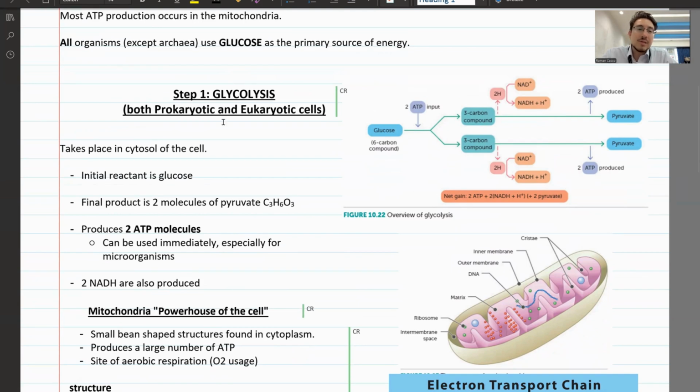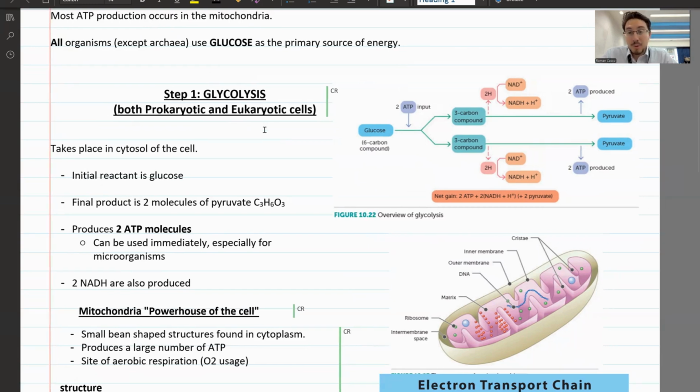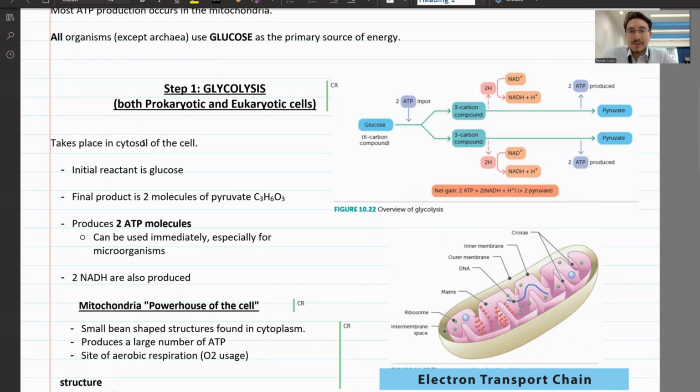So if you have difficulty understanding or memorizing the whole process in itself, you can understand what occurs here just by the breakdown of the words. Glyco, sugar, lysis means to break down. It is important to know where these reactions are occurring. In the case of glycolysis, this is occurring in the cytosol of the cell.